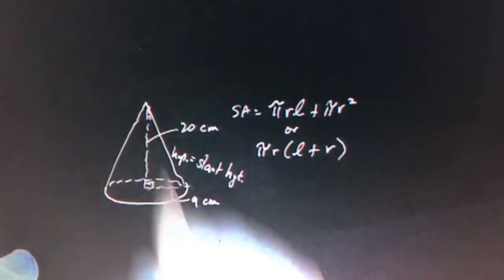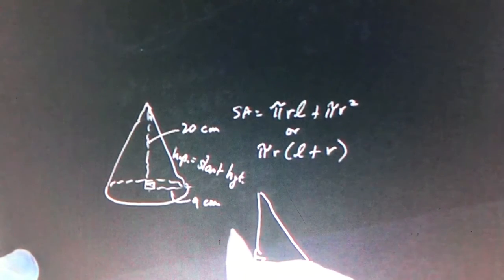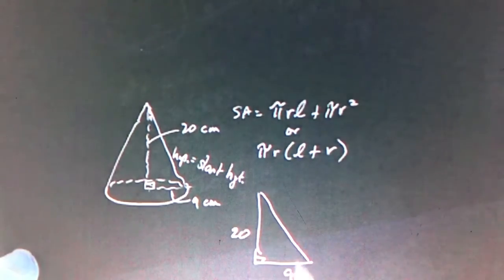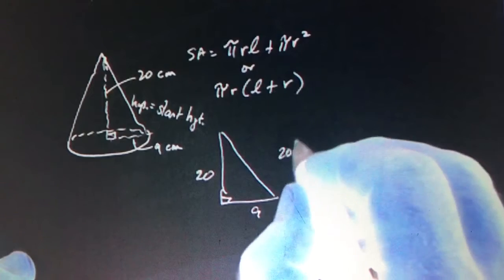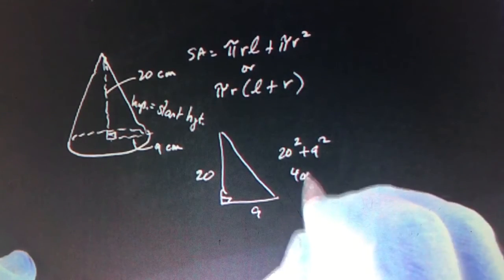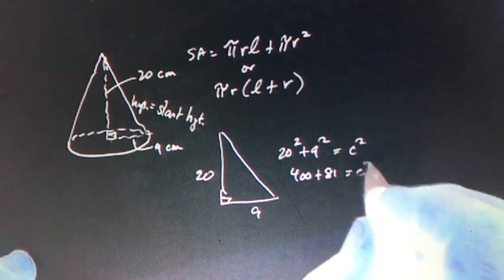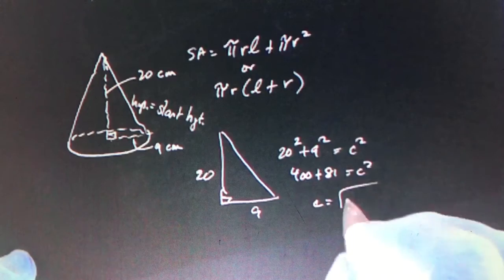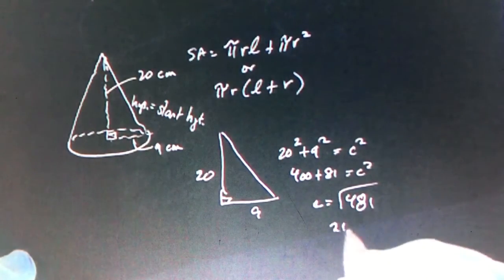is right here, this line here. I'm going to pull it out of here and isolate it. So this is 20, that's 9, and we get 20 squared plus 9 squared using the Pythagorean theorem, which is 400 plus 81 equals c squared, let's call it. And so we get c is equal to the square root of 481. That's our slant height, which happens to be 21.3.